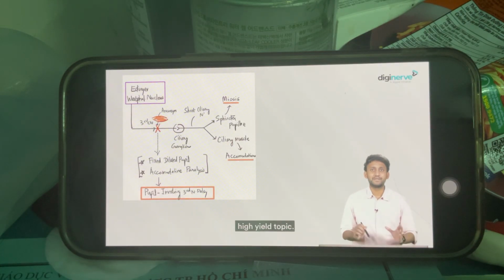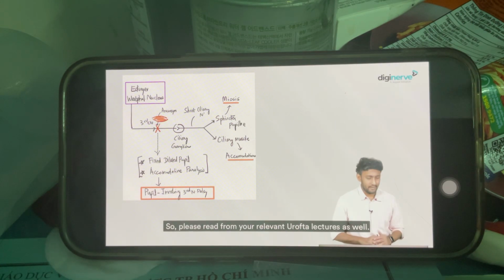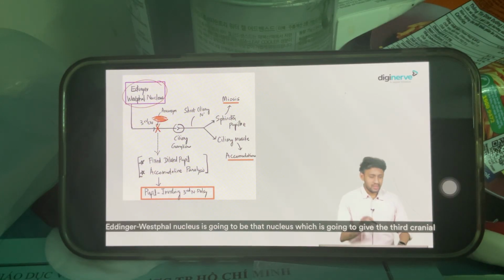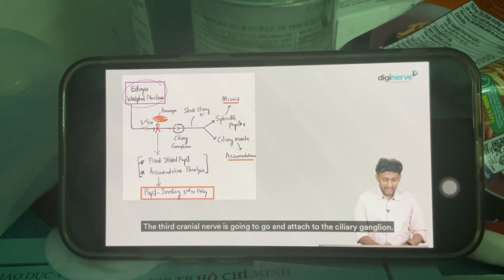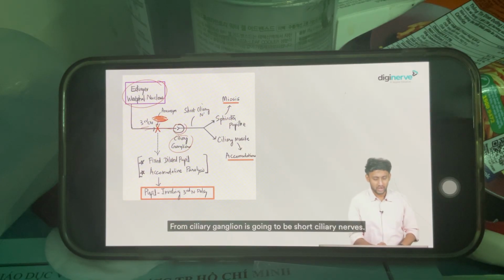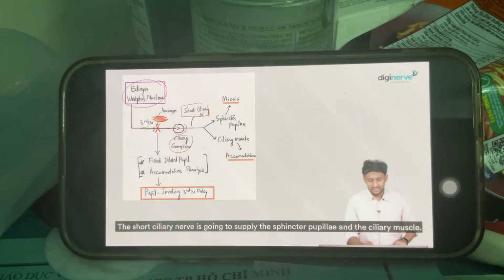So it's going to be a very important high yield topic. So please read from your relevant neuro lectures as well. Edinger-Westphal nucleus is going to be that nucleus which gives off the third cranial nerve. The third cranial nerve is going to go and attach to the ciliary ganglion. From the ciliary ganglion are going to be the short ciliary nerves. The short ciliary nerve is going to supply the sphincter pupillae and the ciliary muscle.